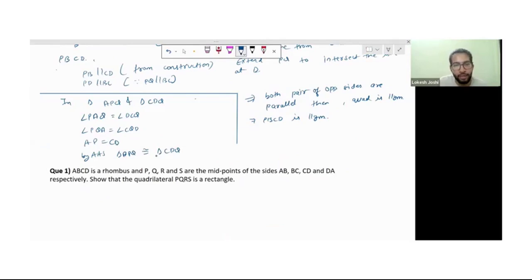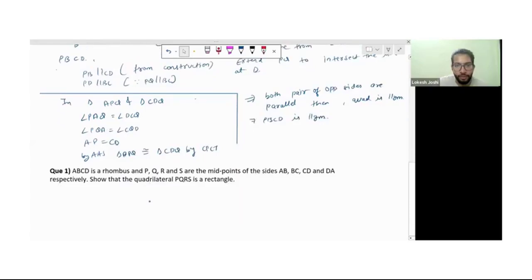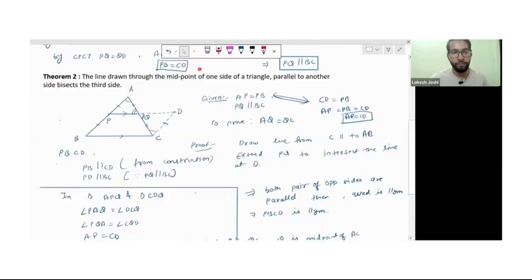So we can say by CPCT, by corresponding parts of congruent triangles, these two sides AQ is equal to QC, which means Q is the midpoint of AC. And we have to prove that thing. We are done now. AQ is equal to QC. So that's the method by which we can prove theorem number 2.